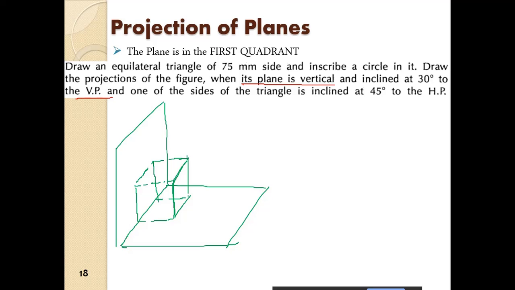Okay, so this is the plane on which we have to draw the equilateral triangle and inscribe a circle in it. Then we have to draw one line which is at 45 degrees to the horizontal plane, right? And we have to draw the equilateral triangle and then the circle. All right, so initially it is all parallel to the vertical plane.